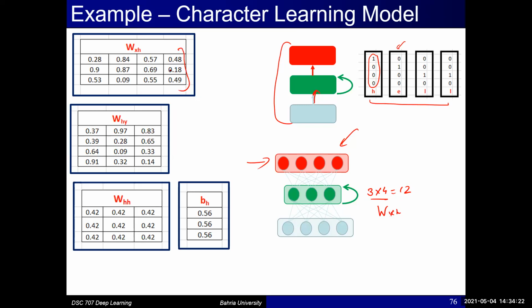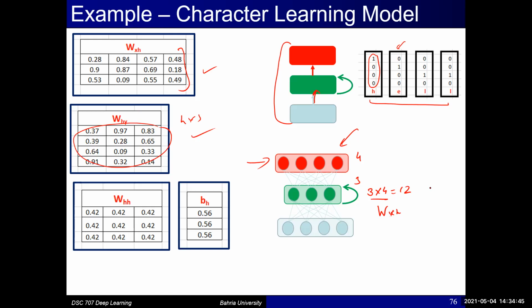3 rows, 4 columns, just some random values. Okay, what would be the WHY? Again, you have 4 neurons here and 3 neurons here. So you see, everything is connected to everything, 4 into 3. So this is 4 into 3, which you see here, right? So it makes sense. Now things are getting together.